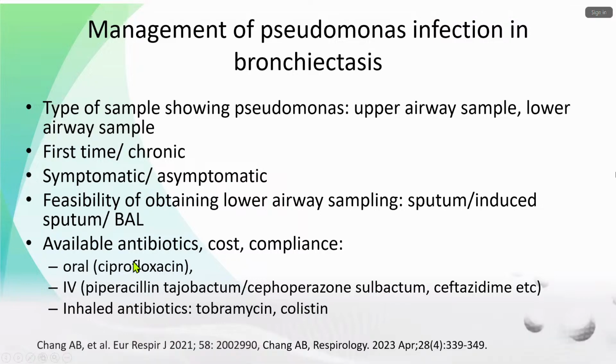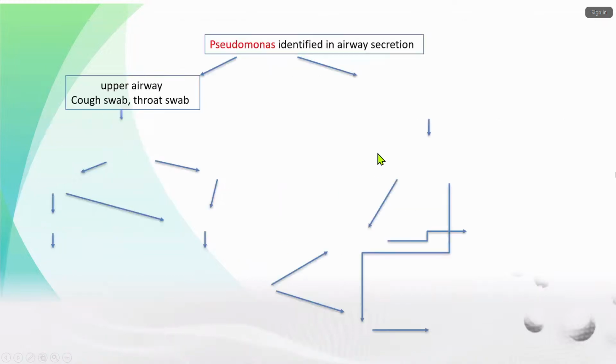The oral antibiotic which is available to most of us is ciprofloxacin. Otherwise, you can use intravenous antibiotics in the form of piperacillin tazobactam, as our index case received, cefoperazone sulbactam, ceftazidime, etc. And inhaled antibiotics like tobramycin and colistin. So now how to go about it?